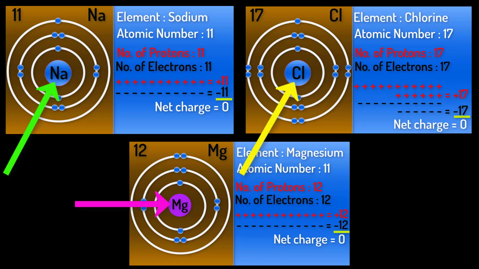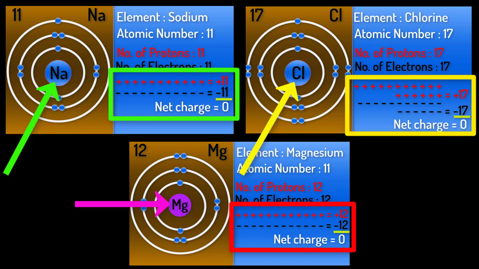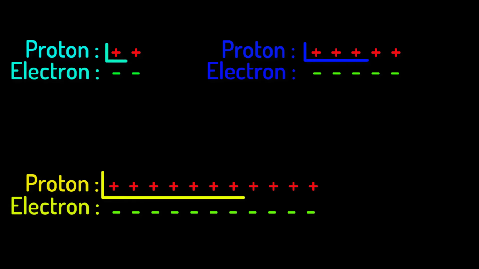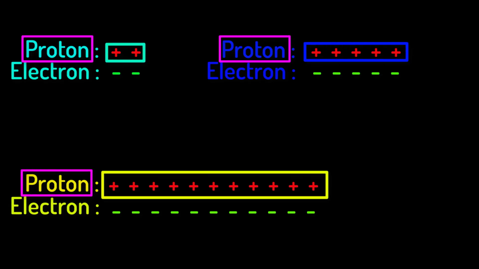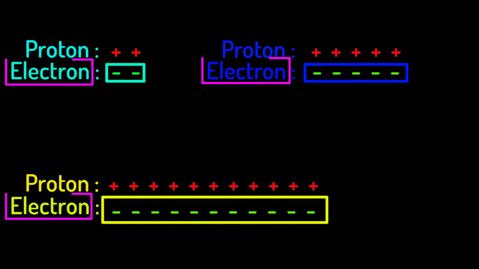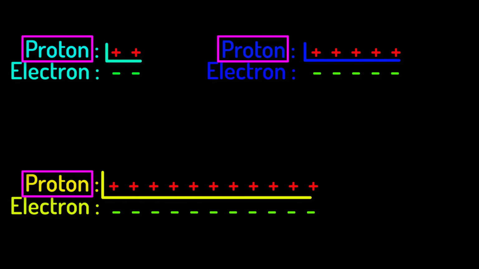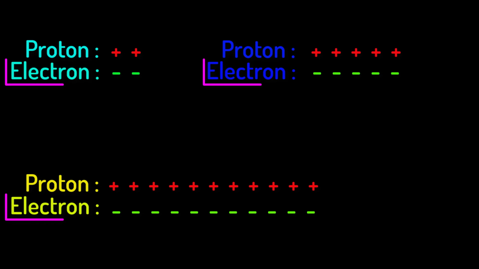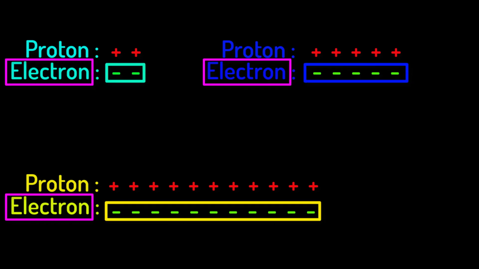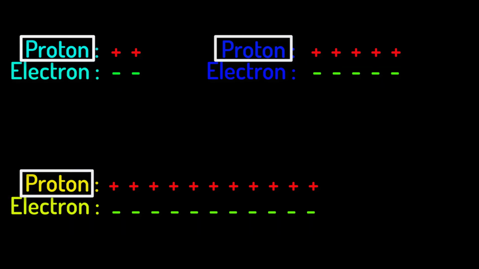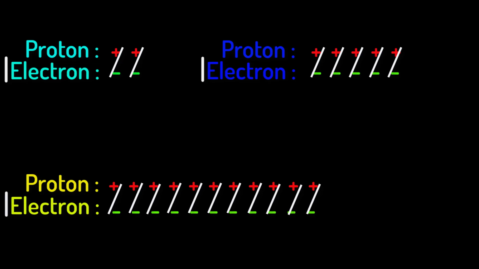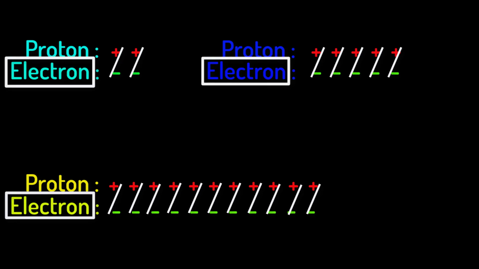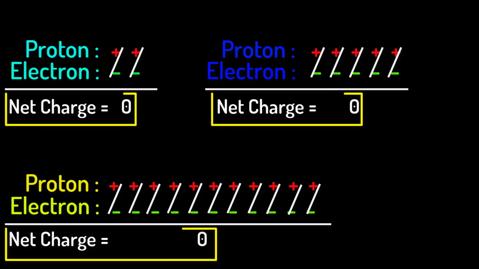We know that all the atoms of the periodic table are electrically neutral. They contain a certain number of protons and an equal number of electrons. Protons are positively charged particles and electrons are negatively charged particles. The positively charged protons cancel out the negatively charged electrons. Thus, the atoms remain neutral.